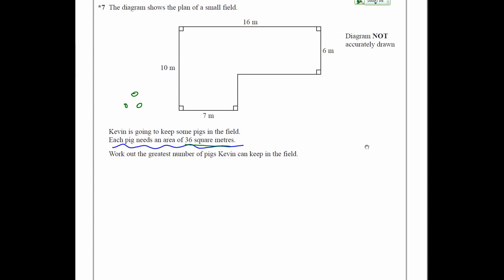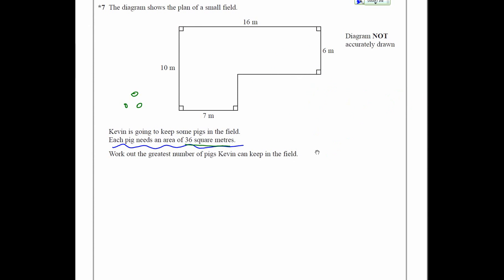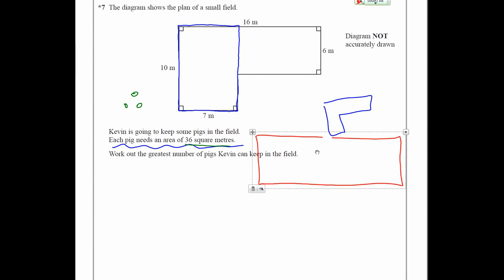So what Kevin wants to do is figure out, well, how much space have I got, so that I can figure out how many pigs I can fit in. Now what you want to do is split this shape up. You don't know how to find the area of that weird L shape straight off. So what you have to do is split it into things you know how to find. I hope you're shouting at the screen. Make it into 2 rectangles. Maybe in your head you did it like this. Doesn't matter. Both ways will work. But you only have to pick one. I'm going to go for that one.